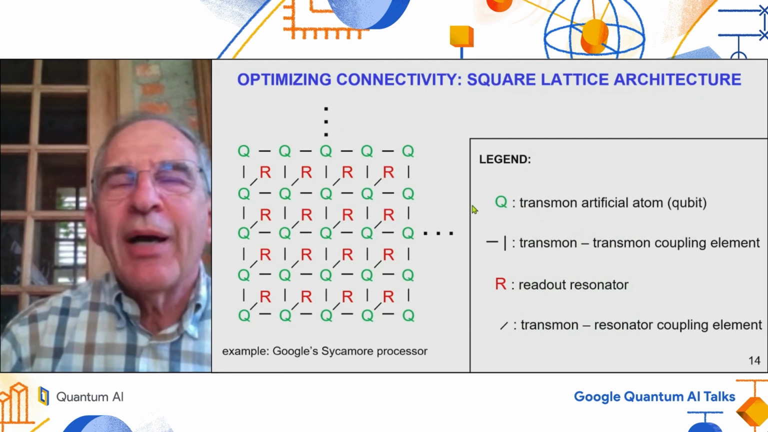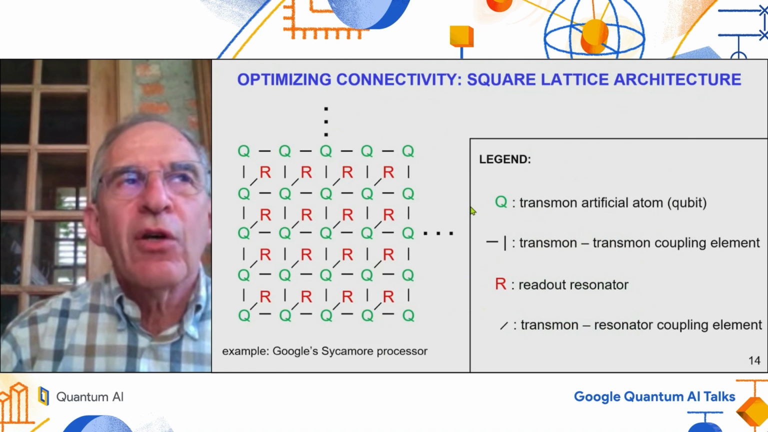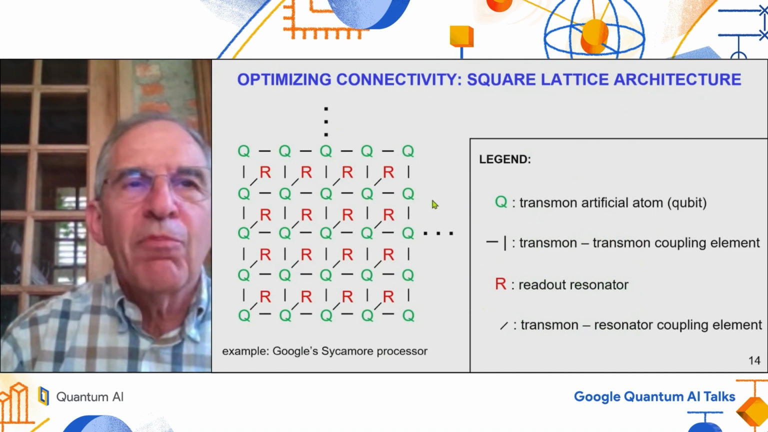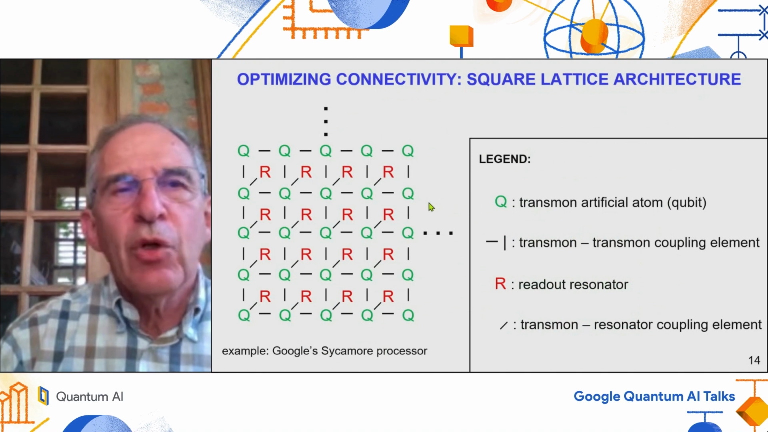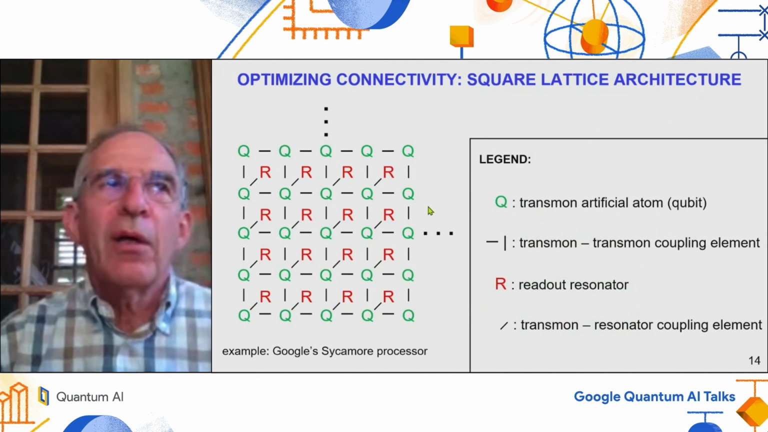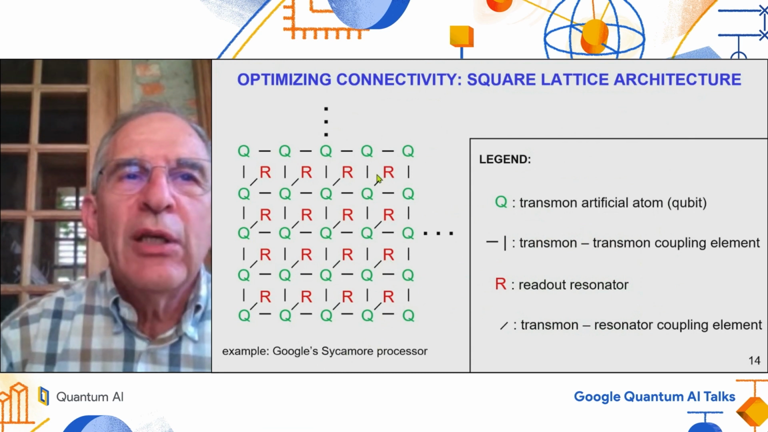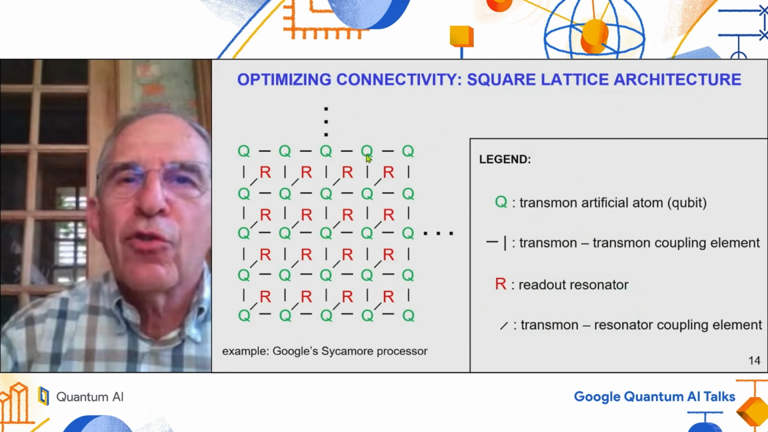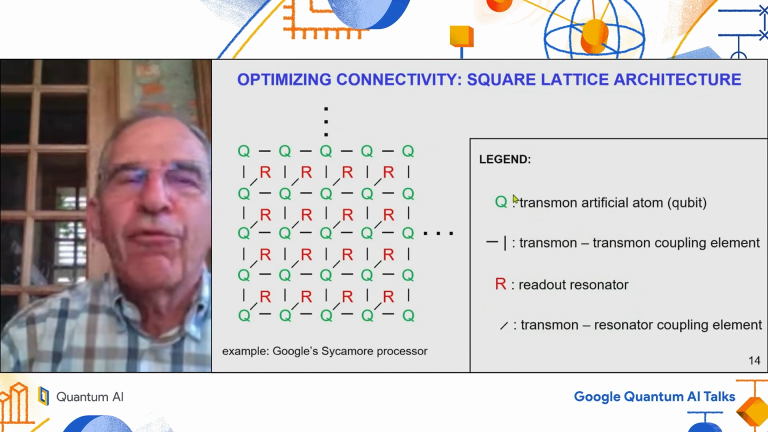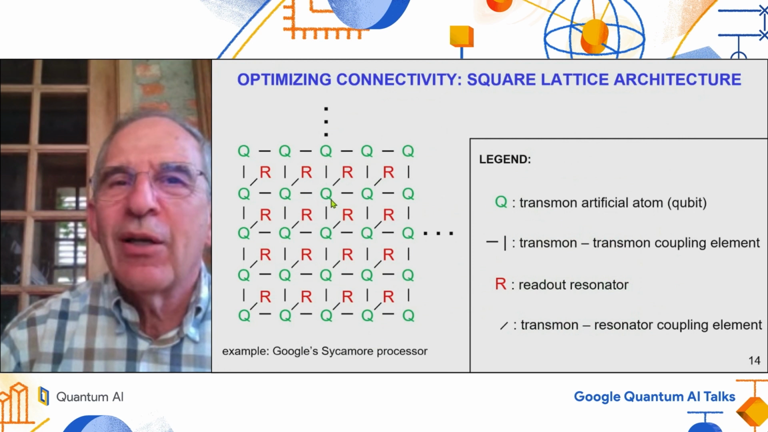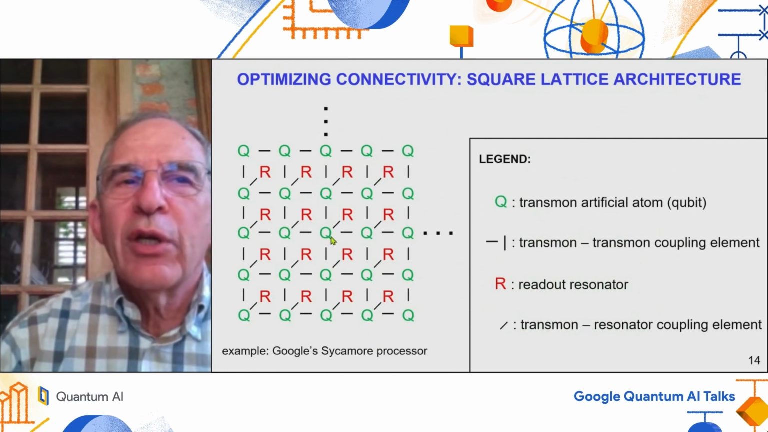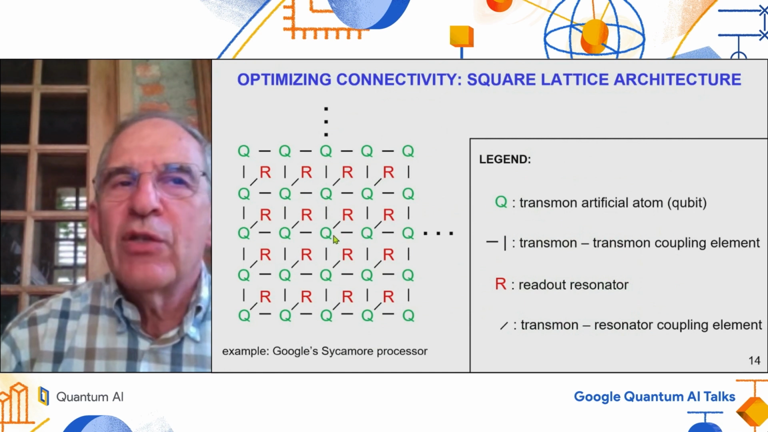Now, optimizing this individual circuit is not the only thing that is important. In order to make a machine like the one Hartmut described, for instance, the Google Sycamore processor, you actually need more than just good transmons or good fluxonium. You need to engineer coupling between those artificial atoms.